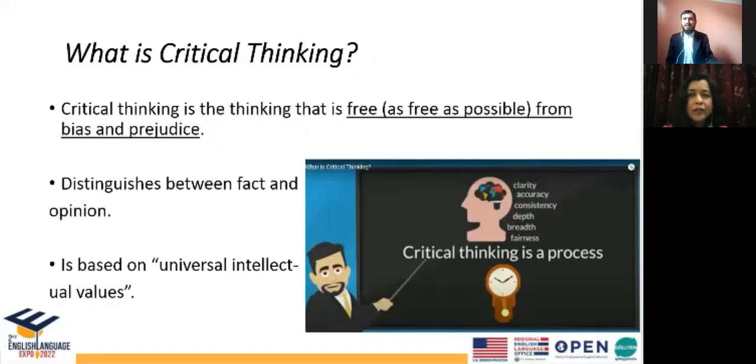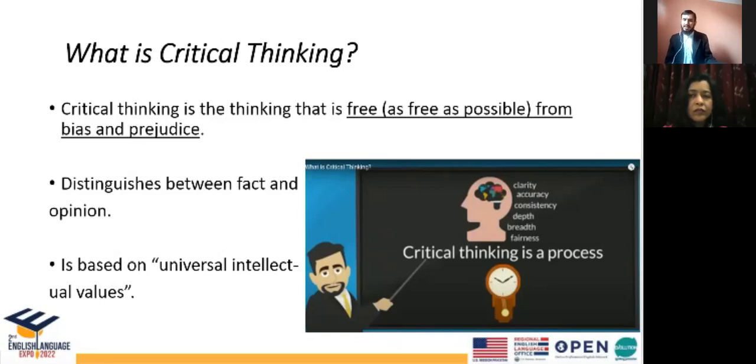Now, what is critical thinking? Critical thinking is actually thinking as free as possible. Whenever you are neutral and you do not want to take any side, that thinking can be termed as critical thinking. Also, critical thinking distinguishes between facts and opinion. What is fact? What is opinion? This distinction is possible with the help of critical thinking. And critical thinking is based on universal intellectual values, so whenever we are critically thinking about anything, we keep the universal intellectual values in our minds.